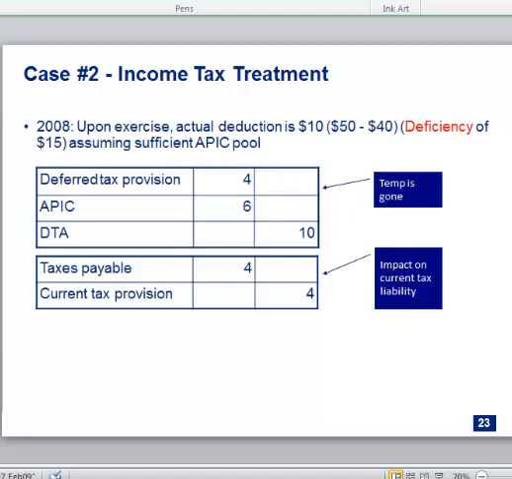Okay, so in year two, stock is 50 bucks. The person exercises, they get a $10 deduction. The company does. So they get a deduction of 10. Okay, so they got to get rid of the DTA. Man, we did it again. We used the same number for two different reasons. We got to get rid of the 10 DTA we set up in year 1. We were anticipating 10 of tax benefit, but then we only got 4 of tax benefit. That 4 is our deduction of 10 times our tax rate of 40%.